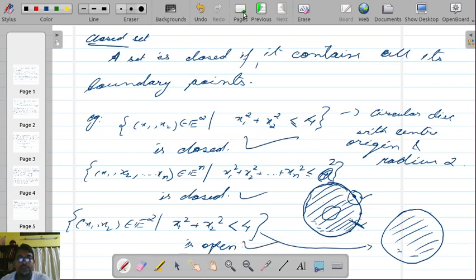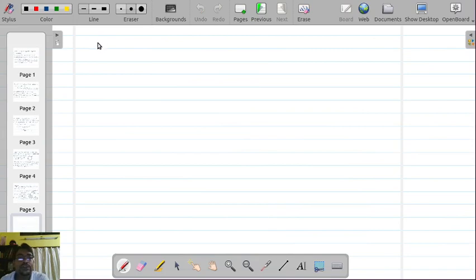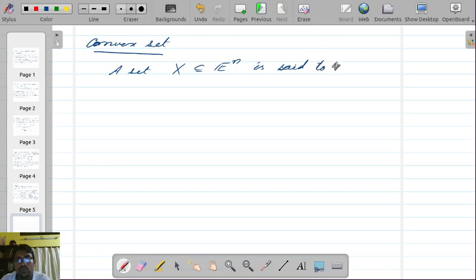Next we have a very important definition, that is called a convex set. Under what condition is a set said to be convex? So a set X, a subset of E^n, is said to be convex. As you watch this video, please try to note down the things that I am writing, otherwise you cannot understand. You have to learn these things by actually writing yourself.